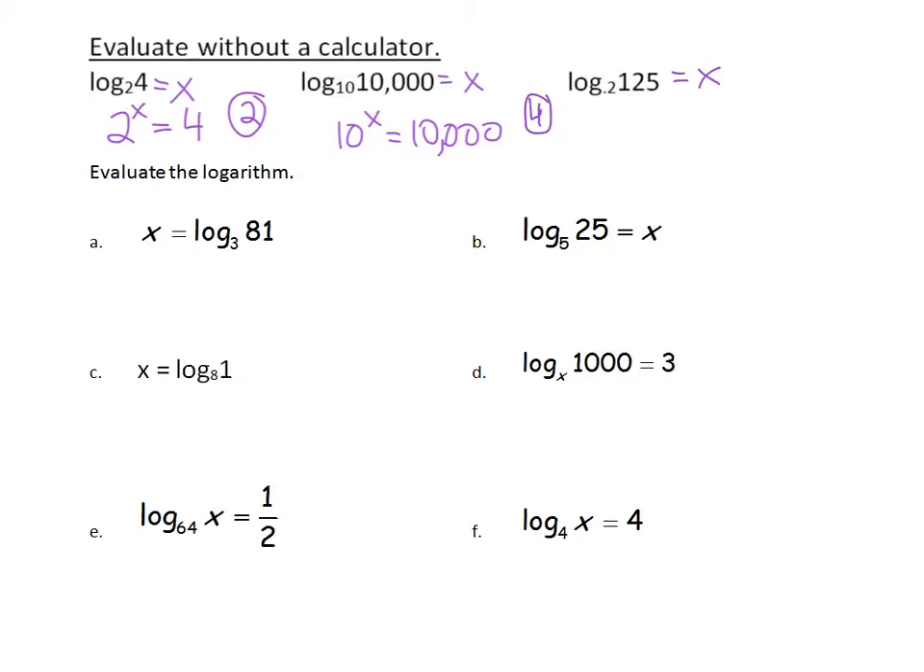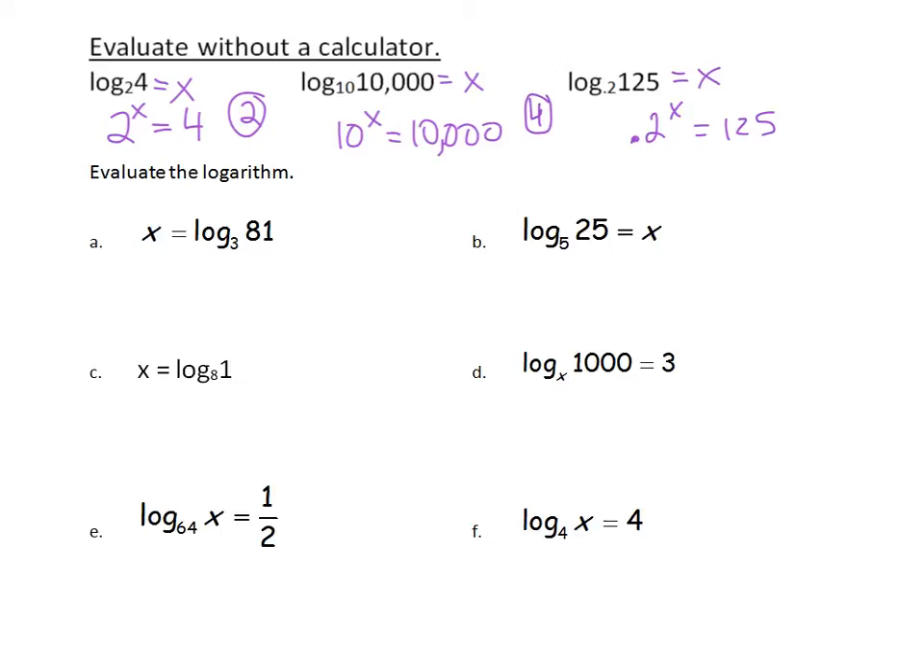Okay, what is our base? Our base is 0.2, raised to what power? x equals 125. Now, what are we going to do to figure out what 0.2 is being raised to, to get to 125?